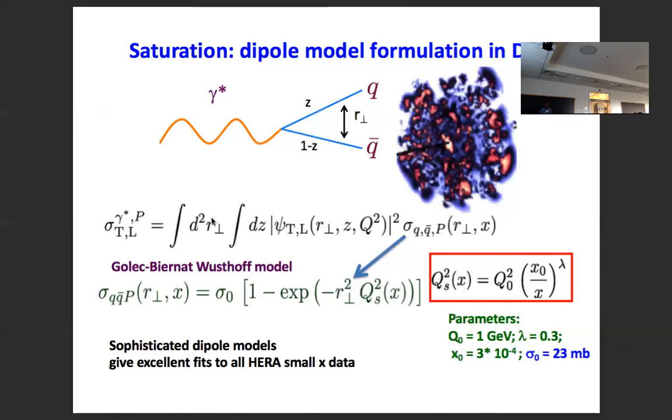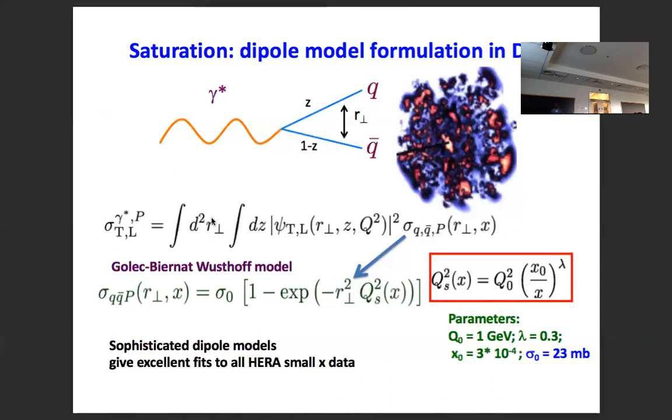So when r perp is very small compared to this saturation scale here, which goes as 1 over x to some power in this parameterization, when this product is much smaller than 1, when you have very small dipoles, you have the phenomenon of color transparency. So essentially the cross section is very small and it's proportional to the size of the dipole squared. And so essentially very small size dipoles go through. On the other hand, if r perp is larger than 1 over Qs, then you can ignore this exponent, and then the dipole interacts with a very large cross-section.